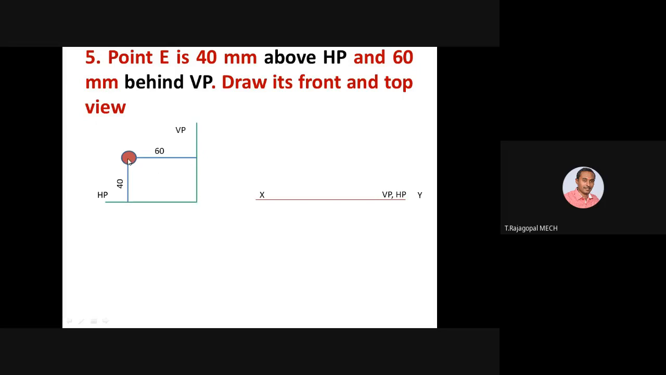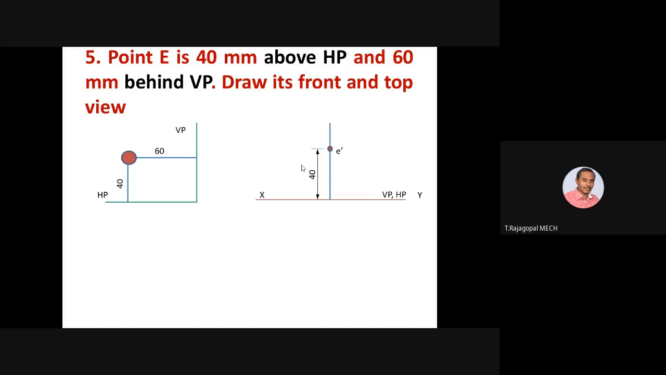So at a distance of 40 mm, the front view E dash will be there. Above that, at 60 mm, the top view will be there, because you know that in the second quadrant, after rotation of the horizontal plane clockwise by 90 degrees, both the planes will overlap. This concept we are already aware of. So E dash is 40 mm above the XY reference line, because in the front view we can see the 40.